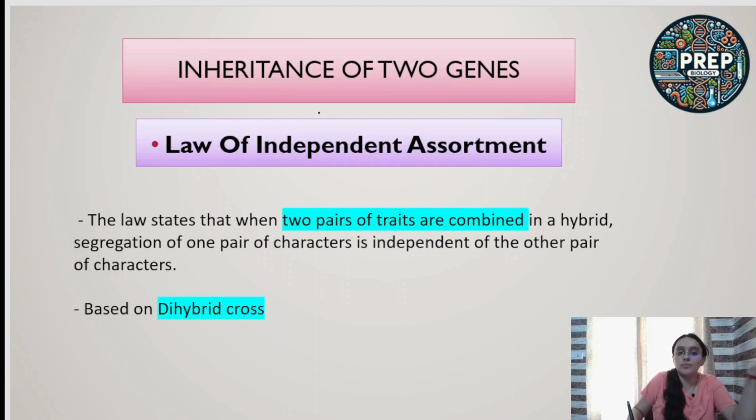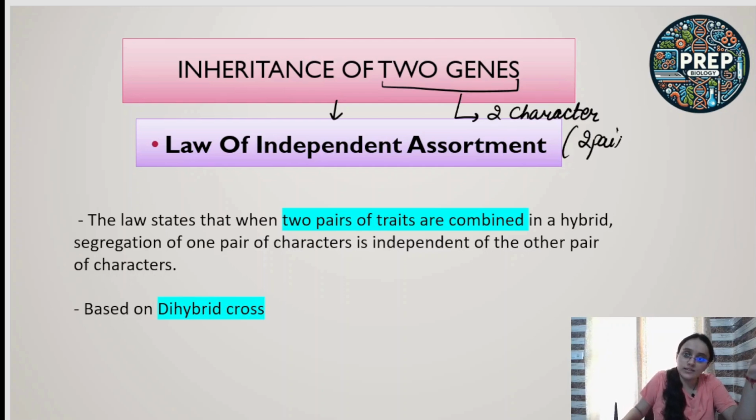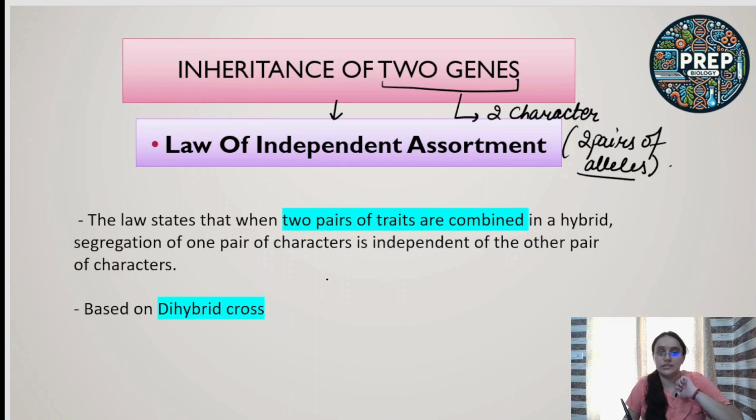As we all know, the law of independent assortment comes under the inheritance of two genes. So what is the meaning of inheritance of two genes? The study of the inheritance of two characters, that is, two pairs of alleles, is called the inheritance of two genes. Under this we have the law of independent assortment.